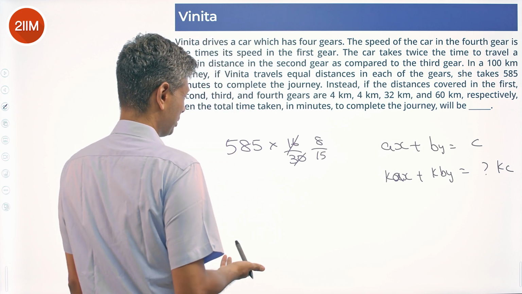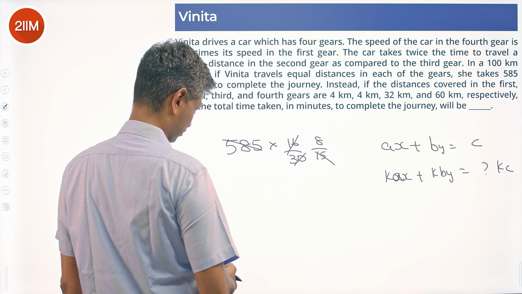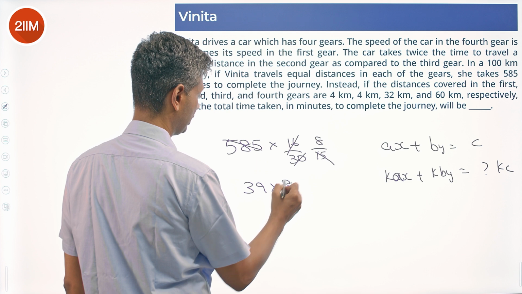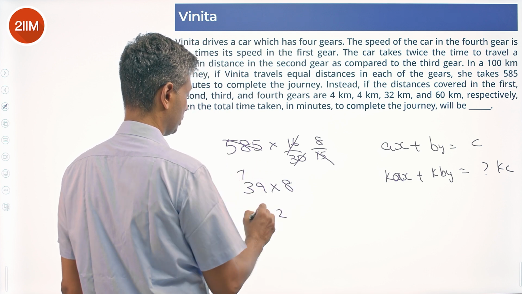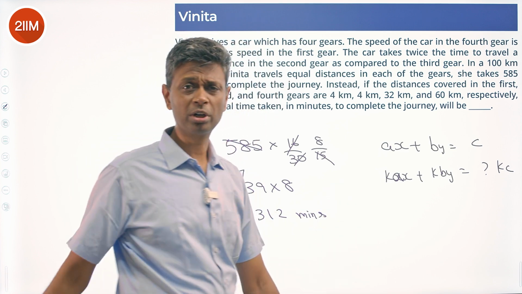585 should be divisible by 15. Yes, it is. I'm going to directly divide by 15. 40 into 15 is 600. This is 39 into 15. 39 into 8. 8 9 so 72. 2 7. 24 plus 7. 312 minutes. Absolutely brilliant question.